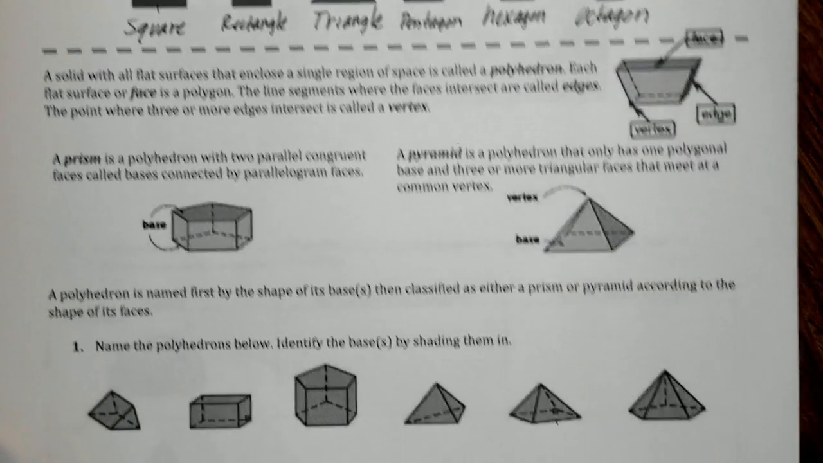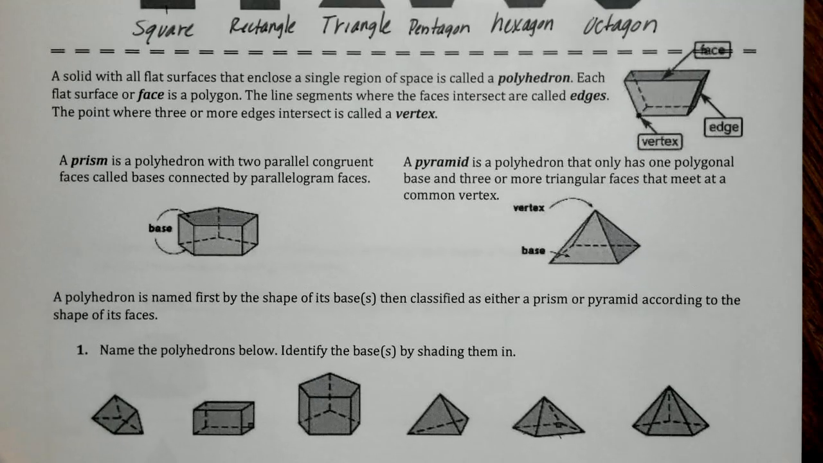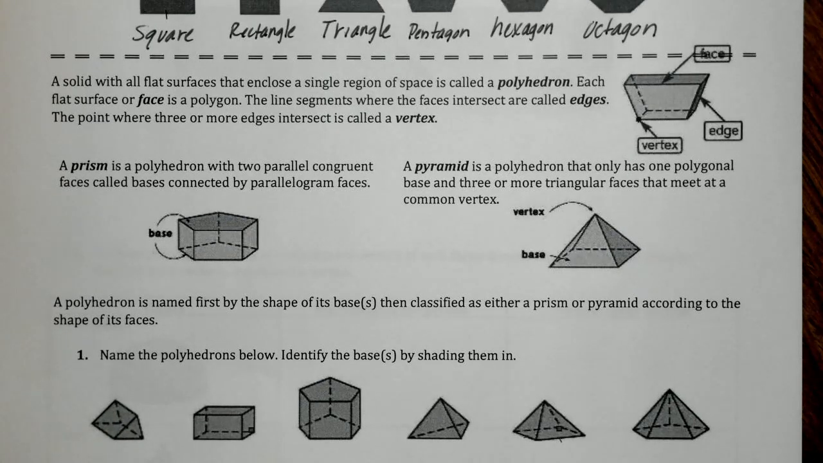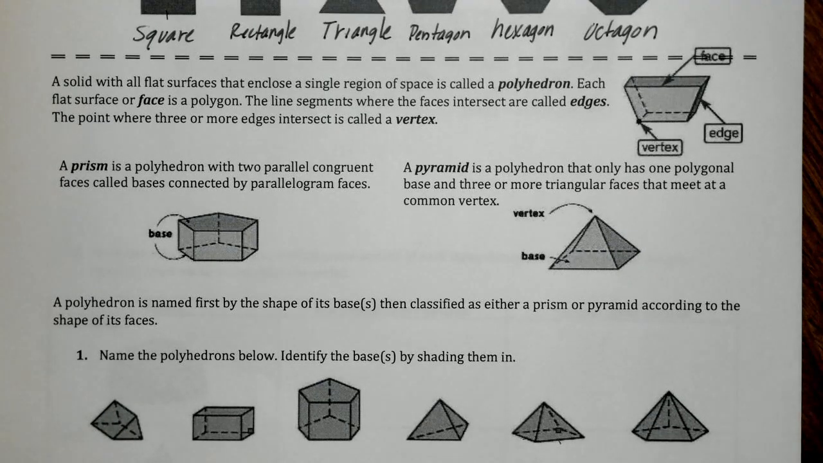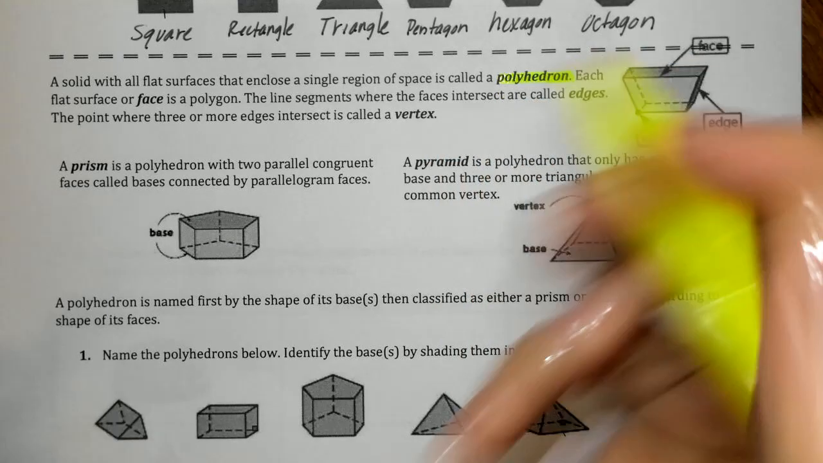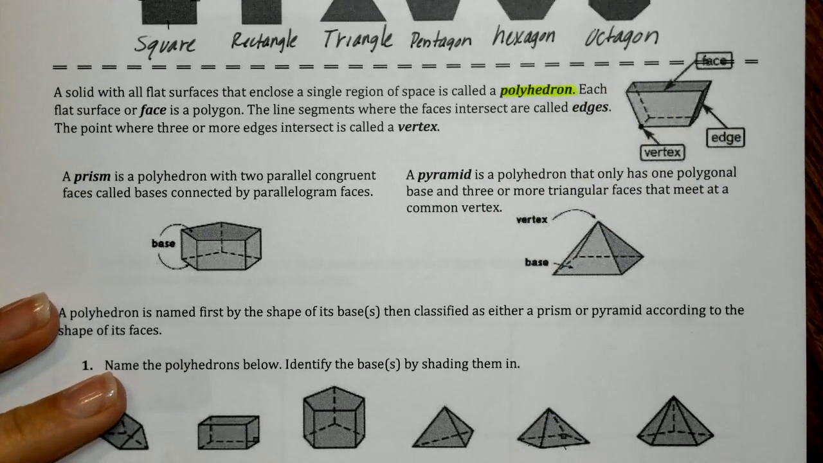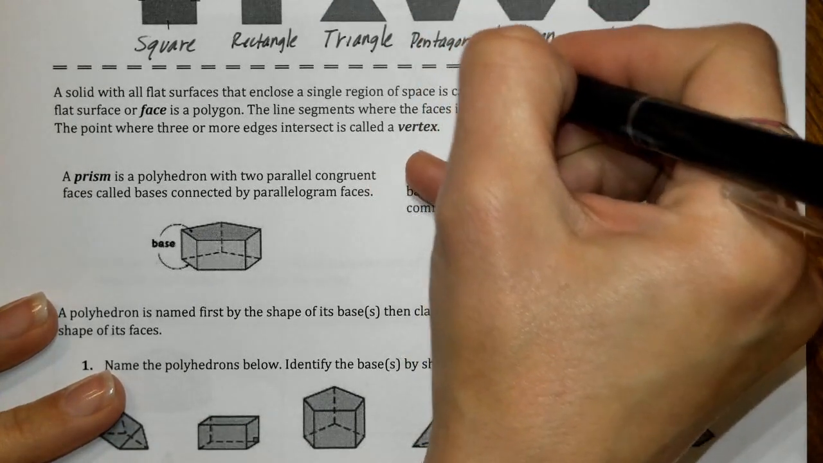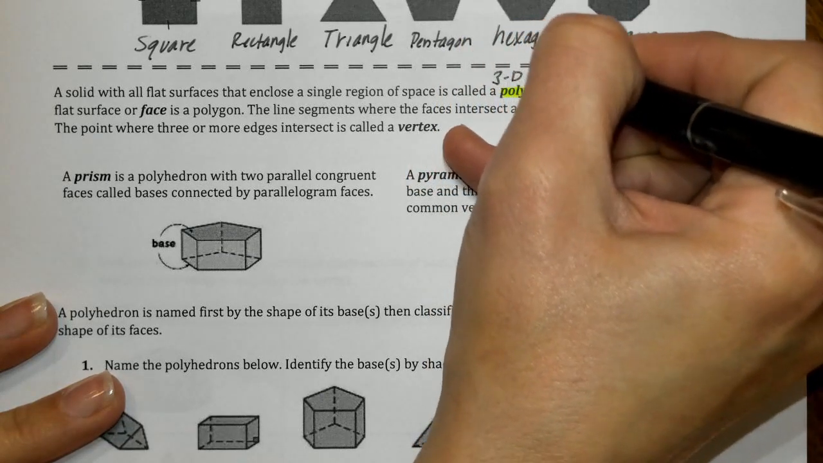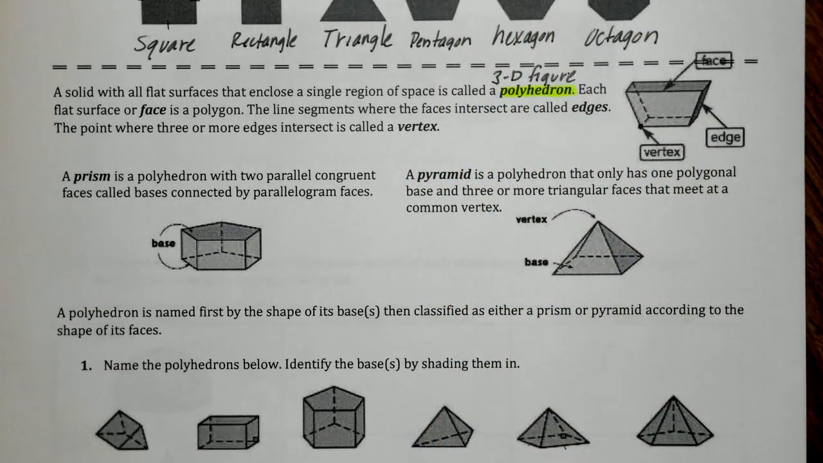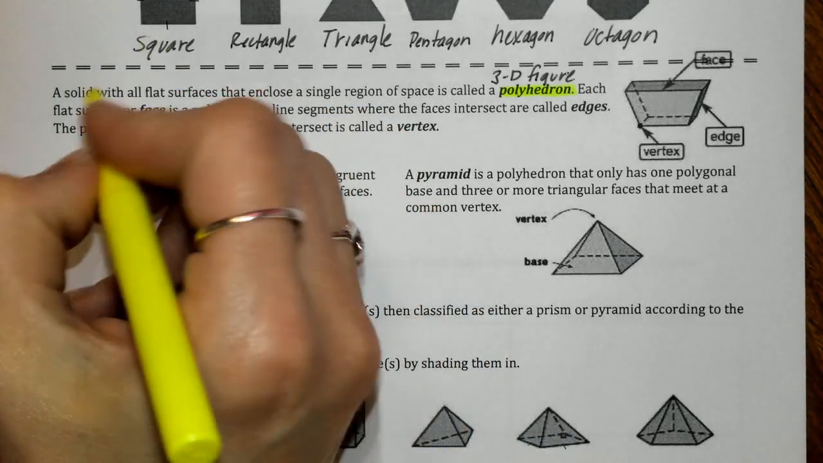So when we start talking about these shapes and the different properties of them, I'm going to be using a lot of highlighting just so we can bring out the really important things to remember with our vocabulary. A solid with all flat surfaces that enclose a single region of space is called a polyhedron. Polyhedron is a really fancy word just to say it's a 3D figure, 3-dimensional figure. And all the different flat surfaces are called the faces.